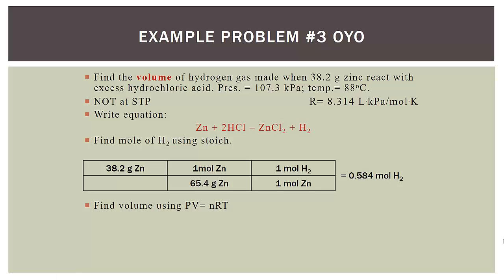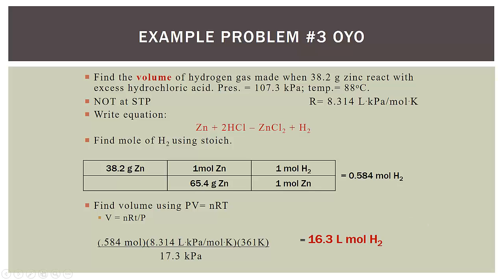Now we have to put that into the ideal gas equation. Okay? When we rearrange that to solve for volume, just like we did before, we get nRT divided by P. Well, here's our n. Our R is up here. Our temperature is going to be 88 plus 273 to give us Kelvin. And then we're going to divide it by our pressure, which is 107.3. So it should look something like this. And when you calculate it out, you end up with 16.3 liters of H2.